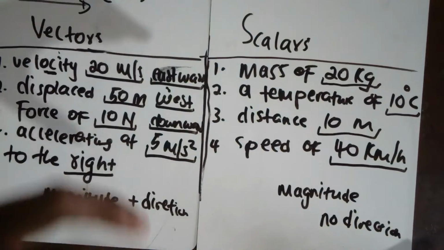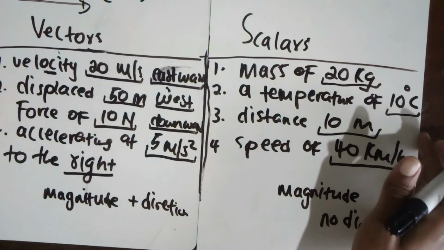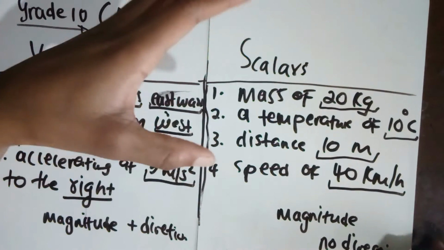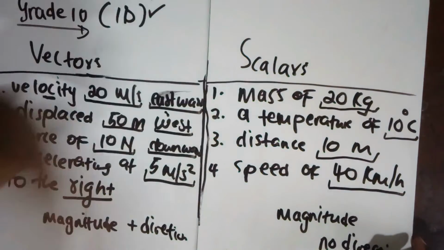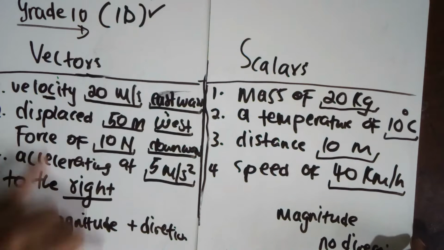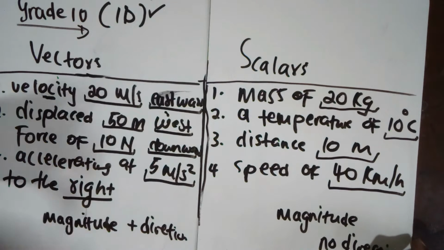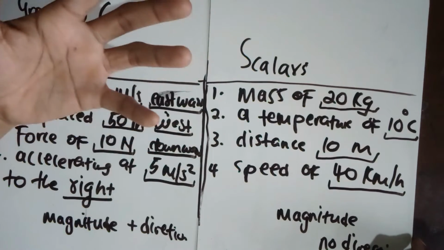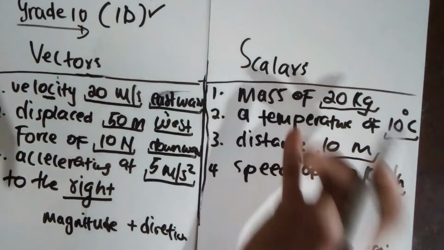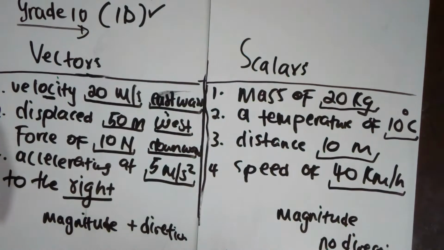So I'm hoping, in terms of the definition of what is a vector and what is a scalar, you now have a little bit of an understanding. So what does this mean? This means that velocity is a vector, displacement is a vector, force is a vector, acceleration is a vector. There are many others. I'm not going to be able to cover all of them. And then on this side, mass is a scalar quantity, temperature is a scalar quantity, distance is a scalar quantity, as well as speed. Correct.